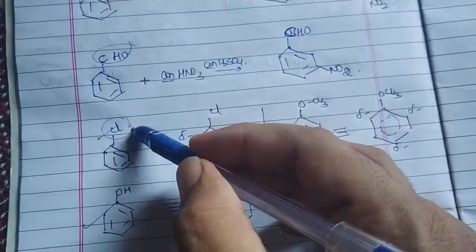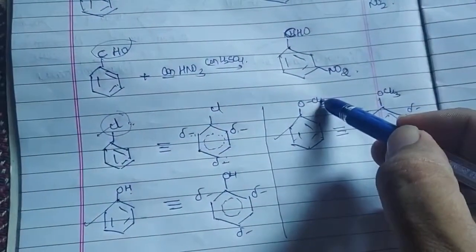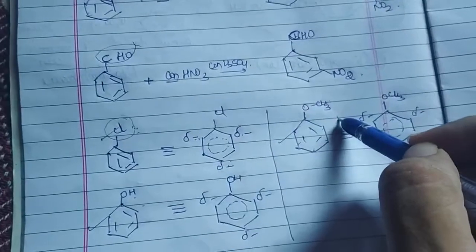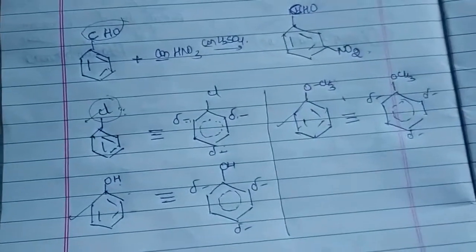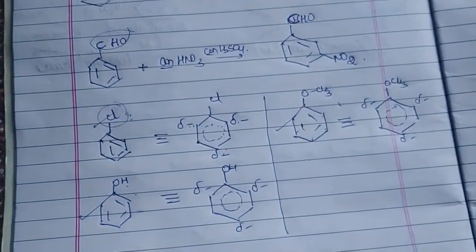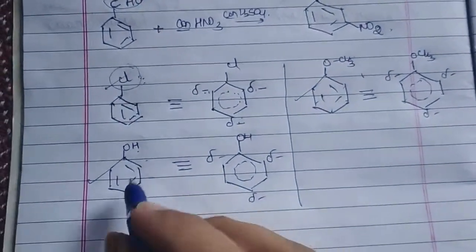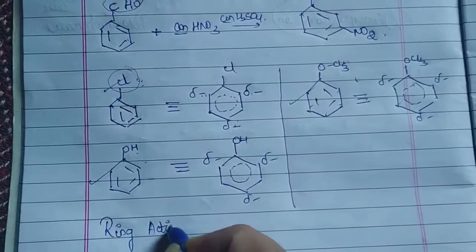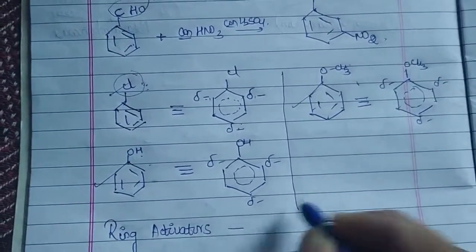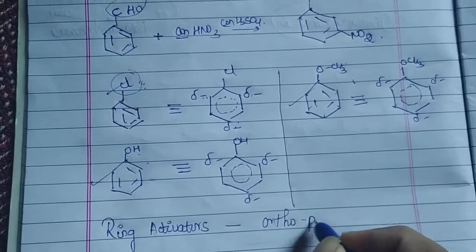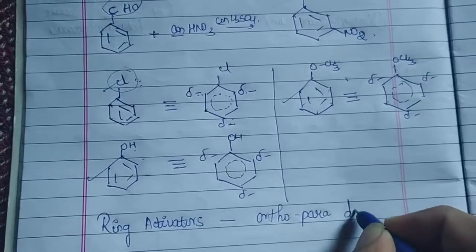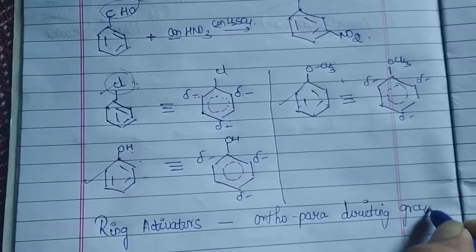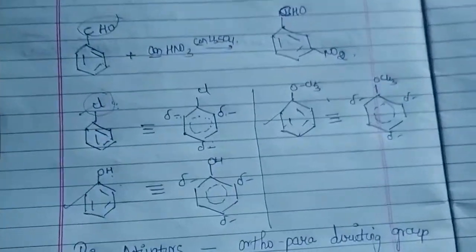In all the cases, whatever substituents were attached to the benzene ring, they were all ring activators. Remember, ring activators, or we can also call them ortho-para directing groups. The only reason was they all had the capacity to donate electrons.